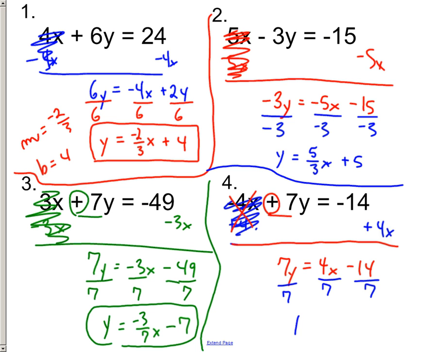everything by 7. And so y equals positive 4/7 x minus 14 divided by 7, or negative 14 divided by 7 is negative 2. So my y-intercept would be negative 2, and my slope would be 4/7.